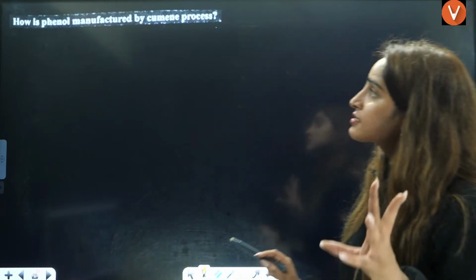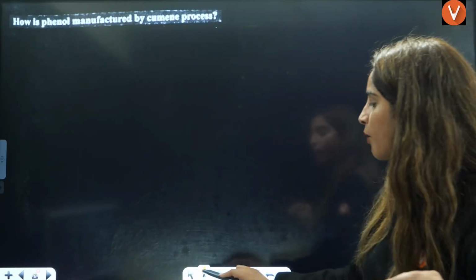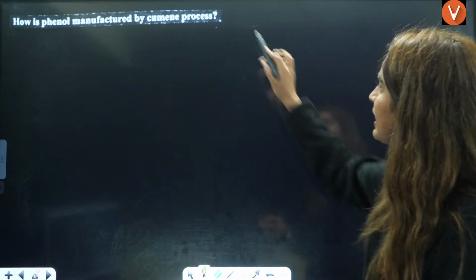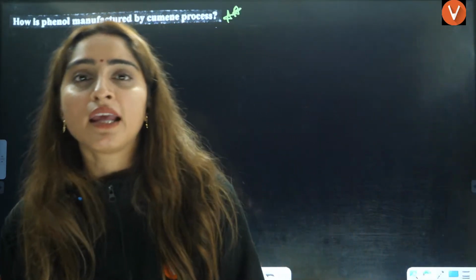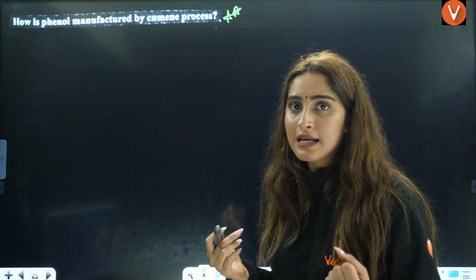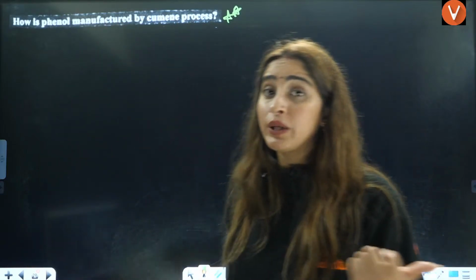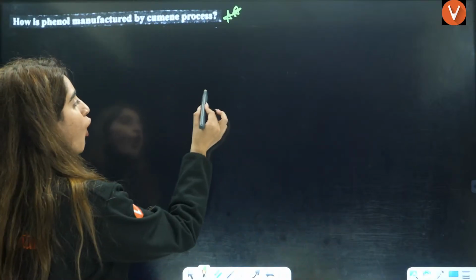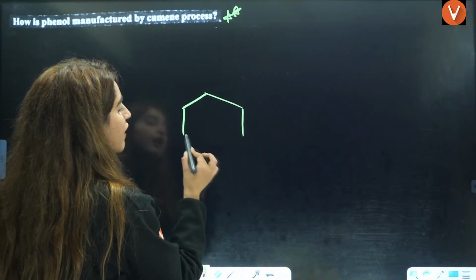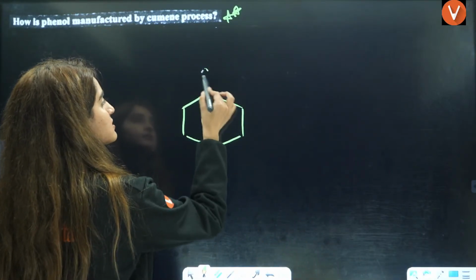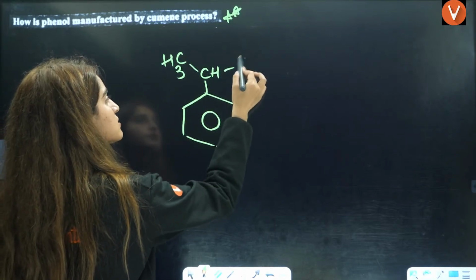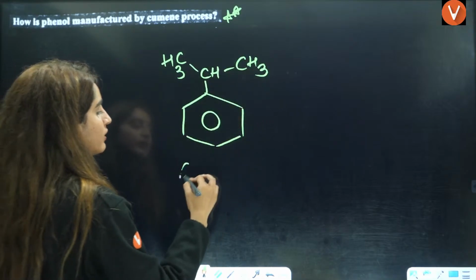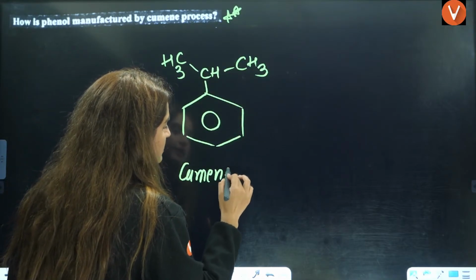Okay. Next is, how is phenol manufactured from Cumene process? This is a very famous question these days. Cumene process, right? So how is that formed? First, you need to know what is cumene. On benzene, if you have isopropyl, that is C, CH3, this is H, this is CH3. That is cumene, right?